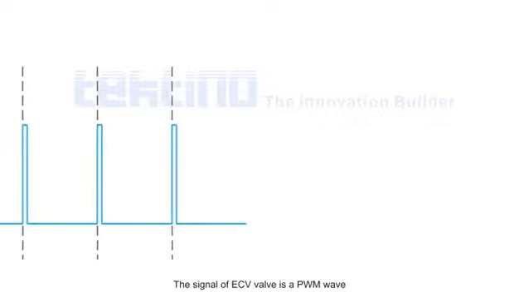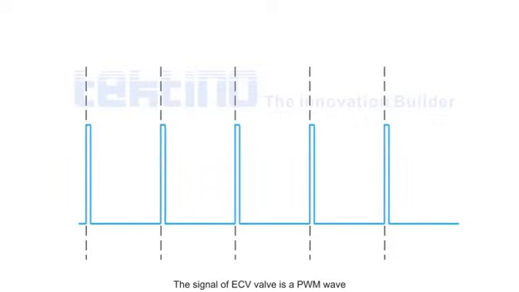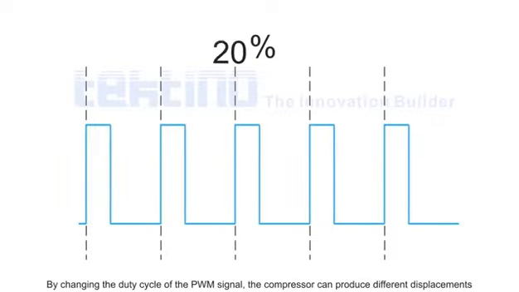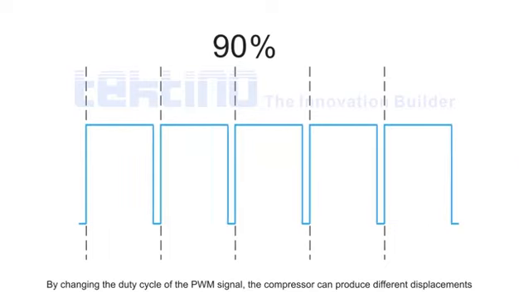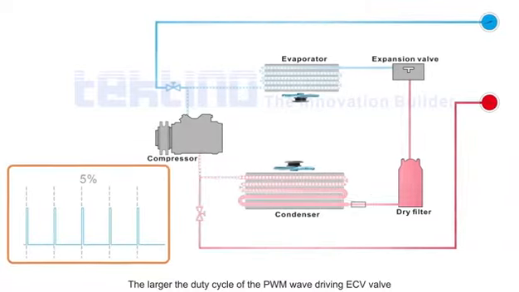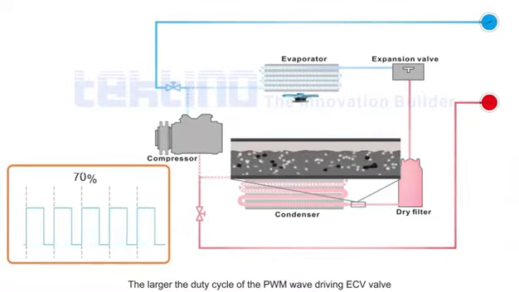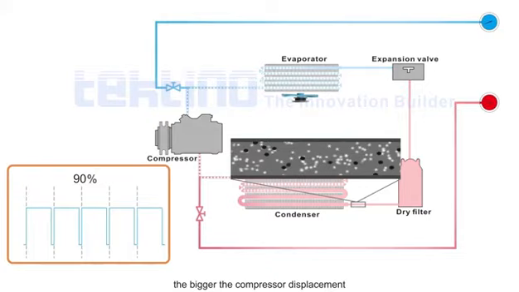The signal of the ECV valve is a PWM wave. By changing the duty cycle of the PWM signal, the compressor can produce different displacements. The larger the duty cycle of the PWM wave driving the ECV valve, the bigger the compressor displacement.